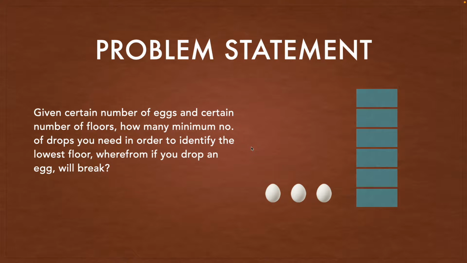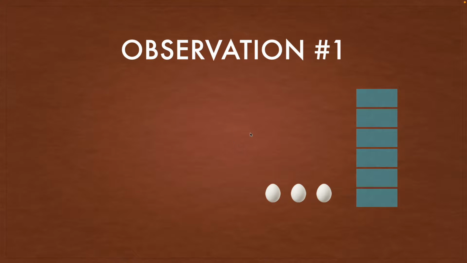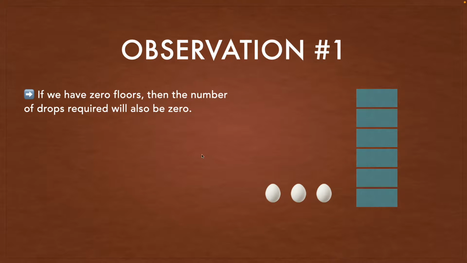You may pause the video for a while to think of a solution, and then you may come back to the video and just see if your solution works or not. Now we're gonna make a few observations in here. The first is that if we have 0 floors, what it means is that if we do not even have a building, then we don't really have to drop an egg, because if we don't have a building, then where do we drop the eggs from? There's going to be nothing to drop the eggs from, right? So therefore, the number of drops is going to be 0.